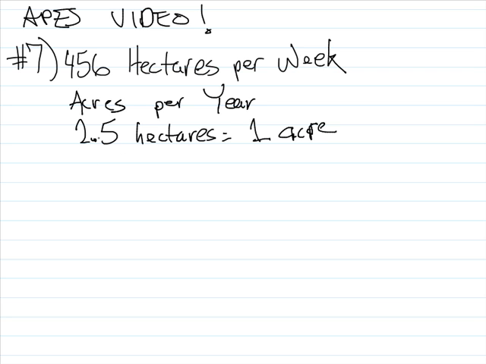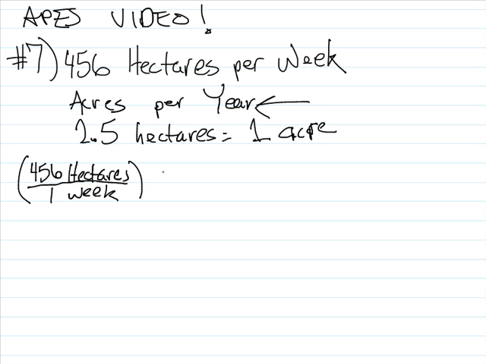Anyways, if we wanted to solve this, we'd set it up using dimensional analysis, and we would start with our given amount, 456 hectares per week, 1 week. Now we want to end up going to how many acres per year. So the first thing I'm going to do is try to transform it to year. Now I know there are 52 weeks in 1 year. And the reason why I put weeks on the top is because I have weeks on the bottom over here. And putting them opposite each other allows me to cancel them out.